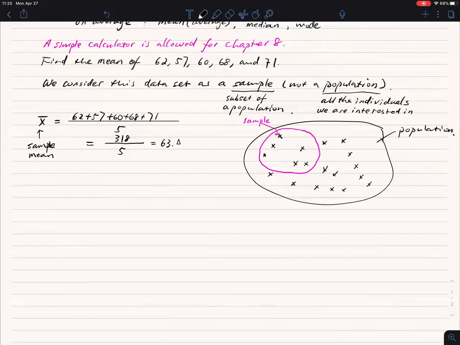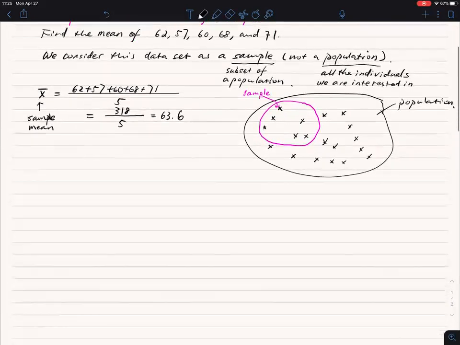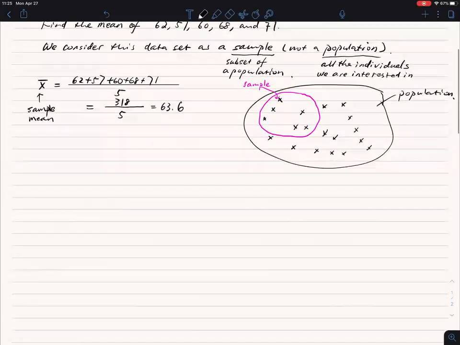Okay, 63.6. That's all you have to do? You compute the average. Mean is average. You know how to compute the average, right? Add them all and divide by how many values you have. That's it.